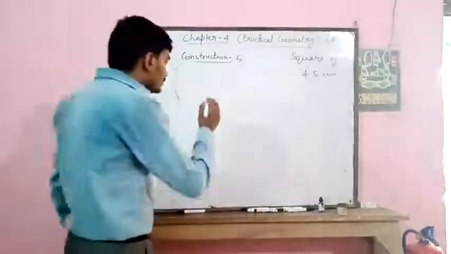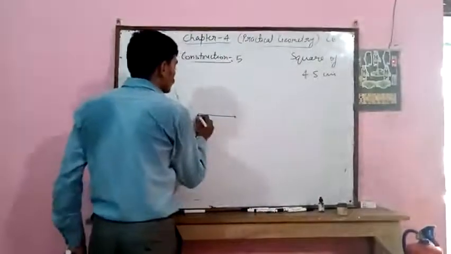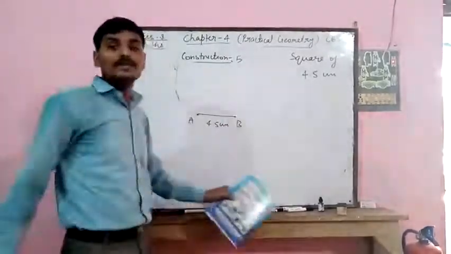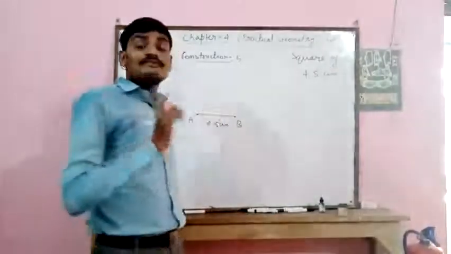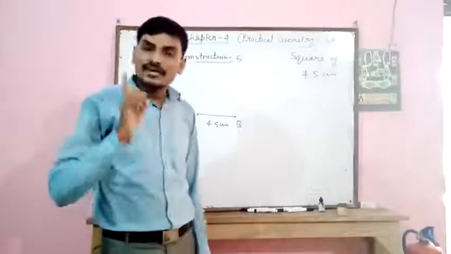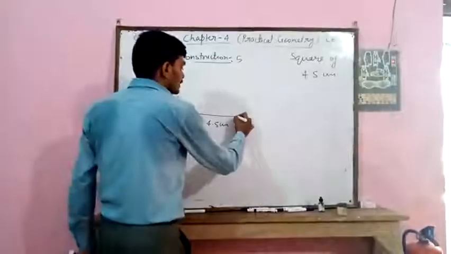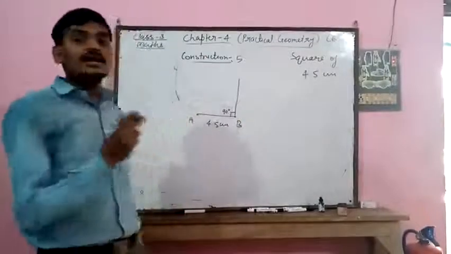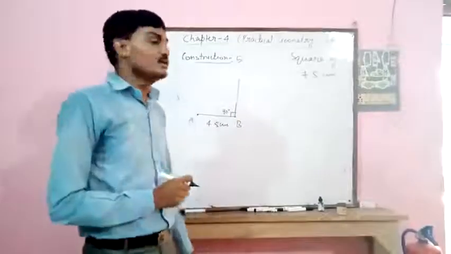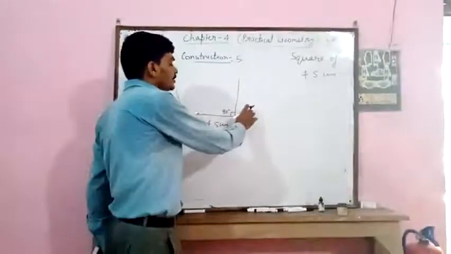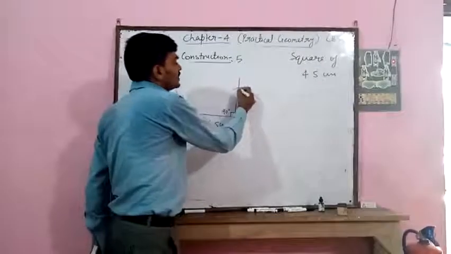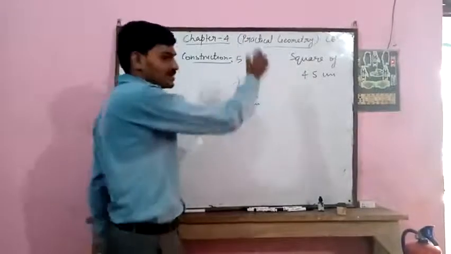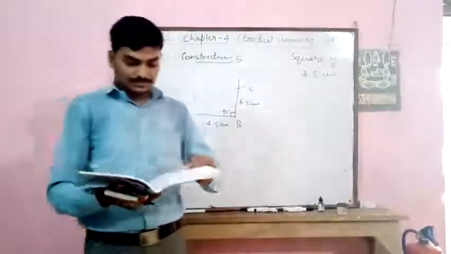First of all, draw a line of 4.5 centimeter. This is A, this is B. Now at B, draw an angle of 90 degree with the help of compass and ruler only. This is 90 degree. Now take an arc of 4.5 centimeter and place your pointer at B and cut an arc. This point is C.